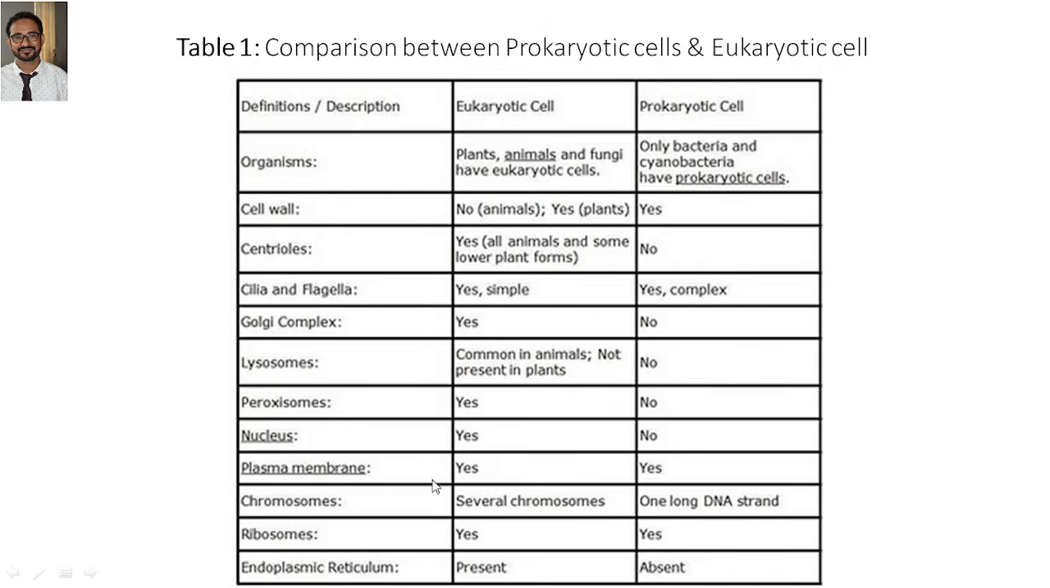Plasma membranes are present in both eukaryotic and prokaryotic cells. Next, chromosomes. Eukaryotes have several chromosomes, depending on which animal you are talking about, and prokaryotes have only one long DNA strand. Ribosomes are present in both prokaryotic and eukaryotic cells. Endoplasmic reticulum is present in eukaryotic but absent in prokaryotic.